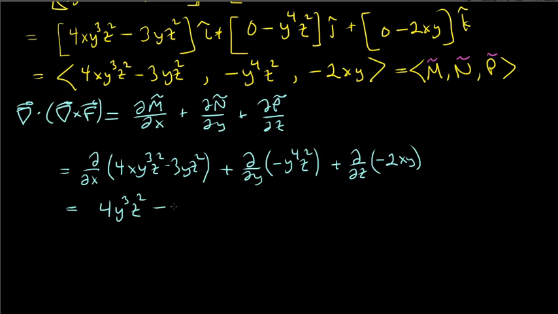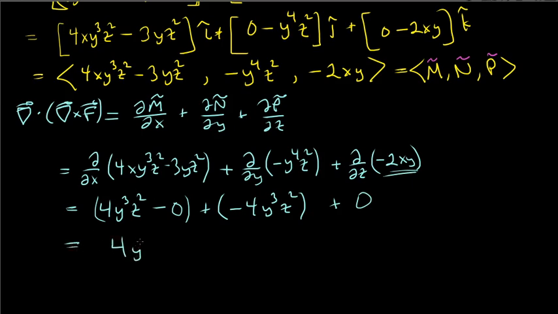There we go. All right, plus, and now take the y partial of this. We're going to get negative 4y cubed z squared. And then this doesn't depend on z, so that partial derivative is 0. So what do we get? We get 4y cubed z squared minus 4y cubed z squared. Look at that. That's just 0. They just cancel out.